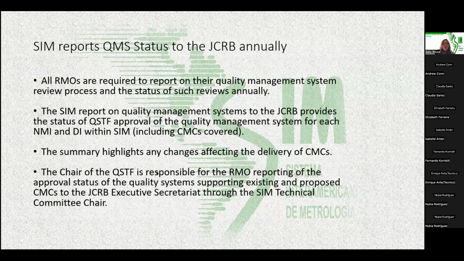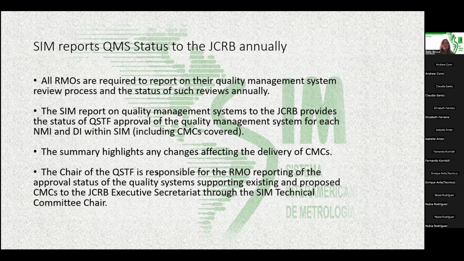The CIM reports the QMS status to the JCRB annually. All RMOs, all regional metrology organizations, are required to report on the quality management system, review process, and the status of such reviews annually. The CIM report on the quality management systems to the JCRB provides the status of the QSTF approval of the quality management system for each NMI and DI, and includes their CMCs that are covered. The summary highlights any changes that affect the delivery of the CMCs.